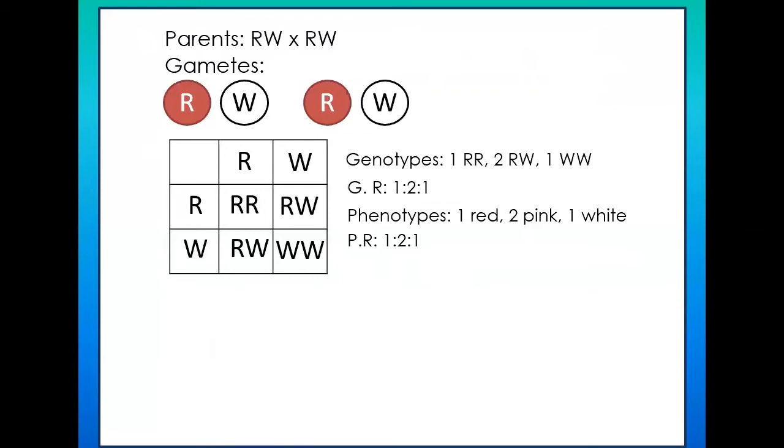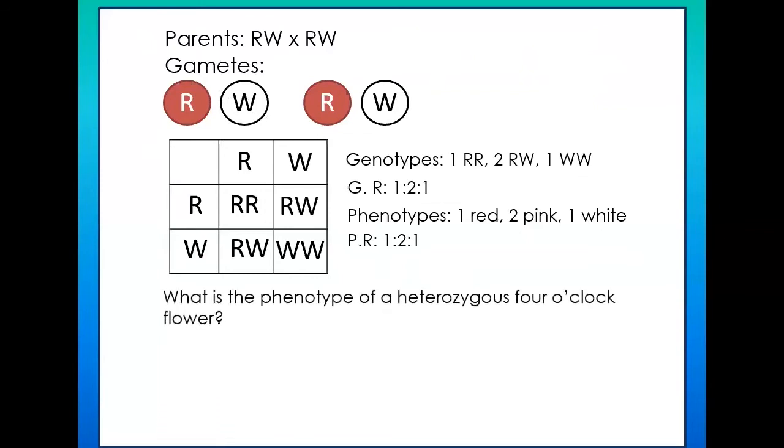Now, another question for this number: what is the phenotype of a heterozygous 4 o'clock flower? So heterozygous, with 2 different letters in one genotype, gives us pink. So the answer came from this genotype. This is heterozygous, so the phenotype is pink.